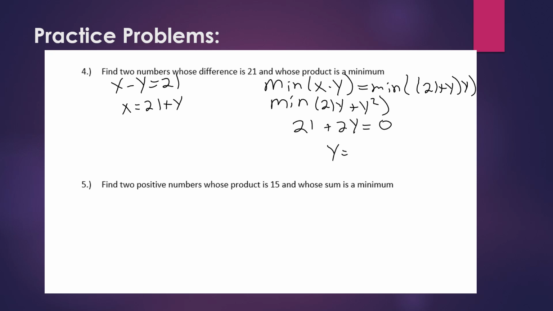And we're going to get that y is negative 10.5. That gives us that x is positive 10.5. And our product will be 10.5 times negative 10.5, which gives us a product of negative 110.25.